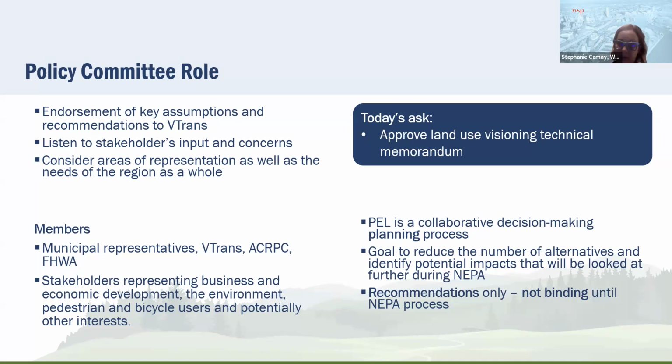So the goal of PEL is to reduce the number of alternatives and then to identify potential impacts, identify potential mitigation that will all be looked at further during NEPA. So we're looking for a decision, but all of these recommendations, all of these decisions are really recommendations only, and they're not binding until we enter NEPA. So I'll pause here if there's any questions from the committee.